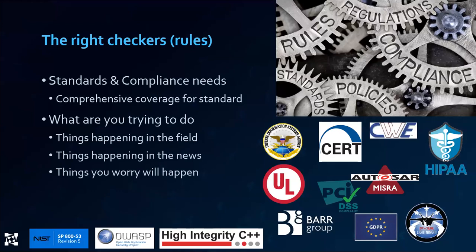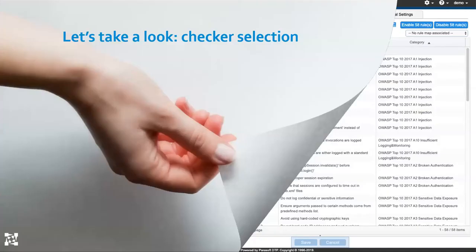And then things you worry will happen, because so far both of those other are very reactive, right? I'm saying what's happening, let's make sure we're dealing with it. From a proactive sense, I want to say, what do I worry about? If I'm building an application for first responders, performance really matters to me. Reliability, availability are all extremely important. If I'm doing a medical device, then safety is super important to me. So you have to think about the context of what you worry about. And we'll show you some interesting ways to do that. But first, what I want to do is take a look at checker selection itself.